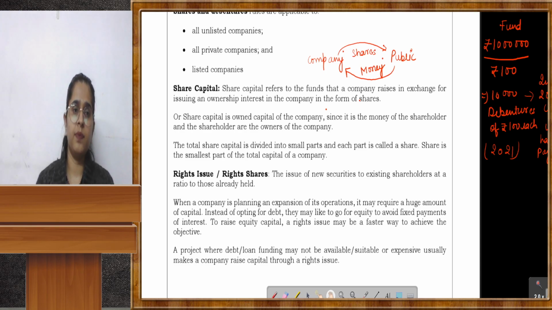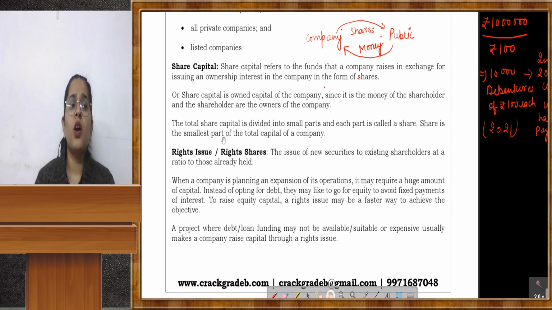Next, what they are saying is that total share capital is divided into small parts and each part is called a share. I have told you already that a 10 lakh rupee share capital can be divided into shares of 10 rupees each. So now the company will have 1 lakh shares of rupees 10 each. That means a 10 lakh rupee share capital. So the whole lot of share capital is divided into small parts known as shares.